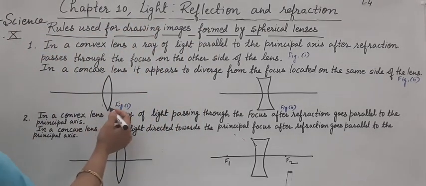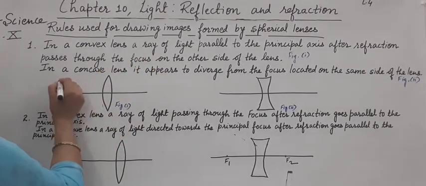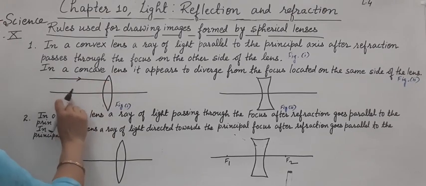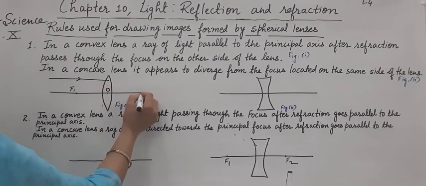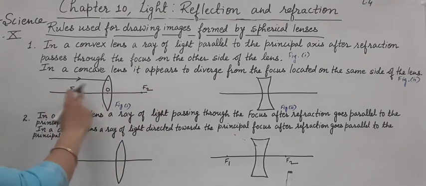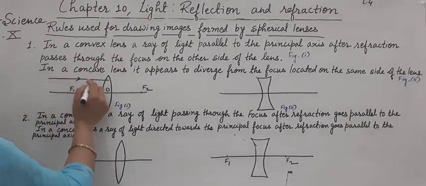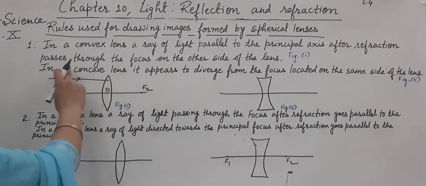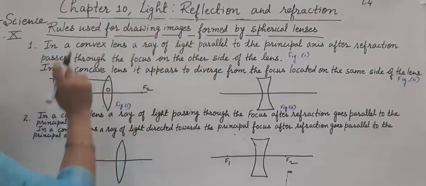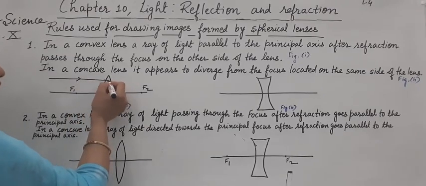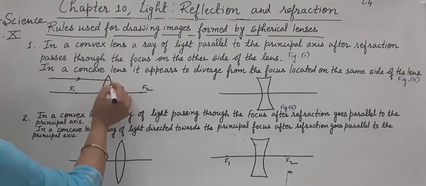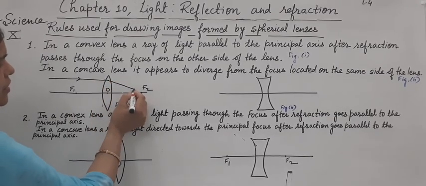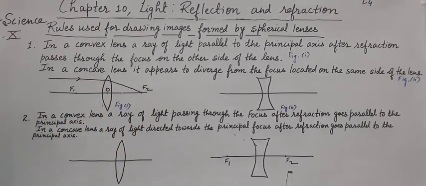Now what happens? This is a convex lens. A ray parallel to the principal axis is the incident ray. This is our principal axis, this is the optical center, this is F1, this is F2, principal focus first, principal focus second. If a ray of light is parallel to the principal axis, then after refraction it passes through the principal focus on the other side of the lens. So it is incident, and after refraction it gets refracted through this lens and passes through this principal focus F2. This is the first rule.